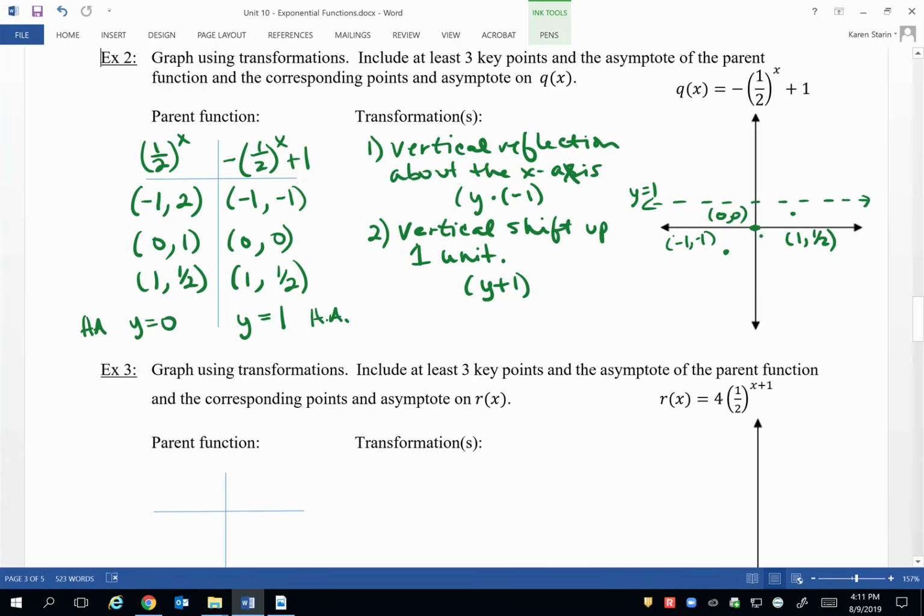And then I just use those points, and I know that I have this ramp shape that's been reflected over the x-axis and shifted up 1. I can't cross the horizontal asymptote of y equals 1. I approach it as x goes to infinity, but I can't cross that. And there is q of x.